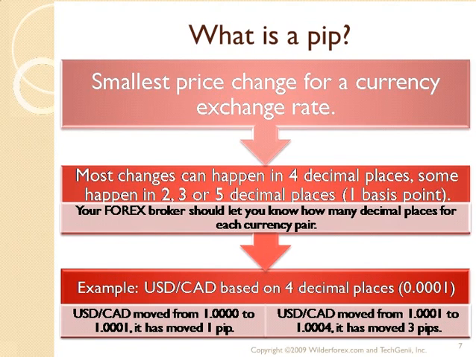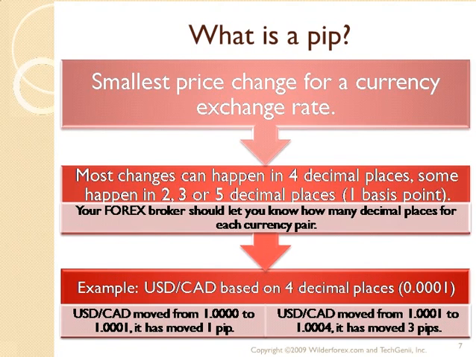Most changes can happen in 4 decimal places, some happen in 2, 3 or 5 decimal places, 1 basis point. Your Forex broker should let you know how many decimal places for each currency pair. An example would be the USD CAD, priced to 4 decimal places, 0.0001. If the USD CAD moved from 1.0000 to 1.0001, it has moved 1 pip.